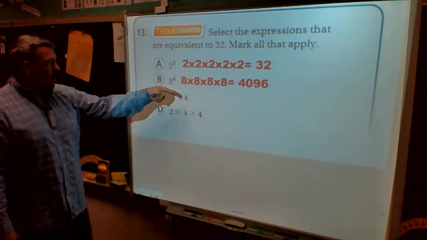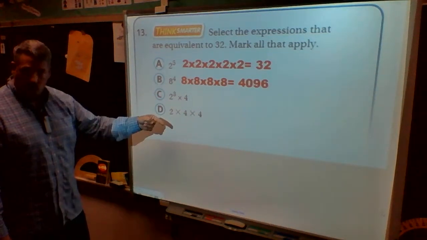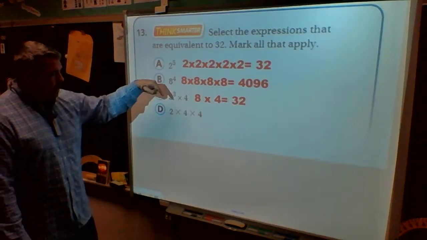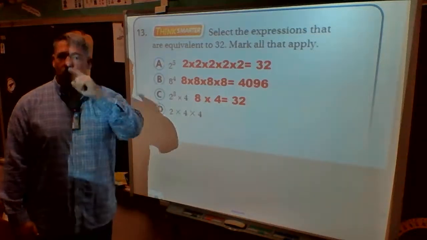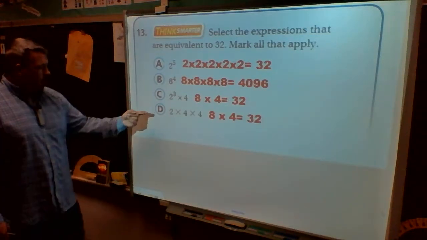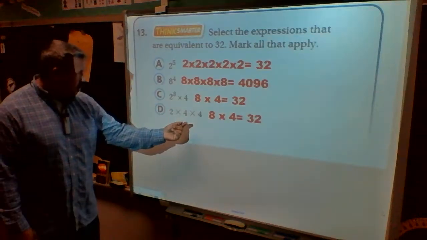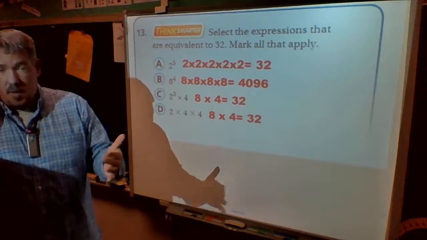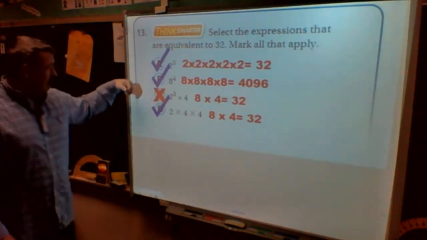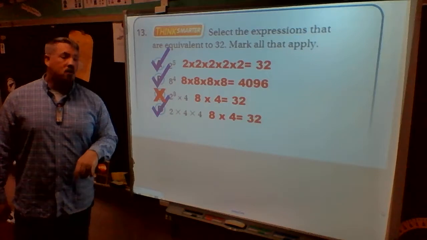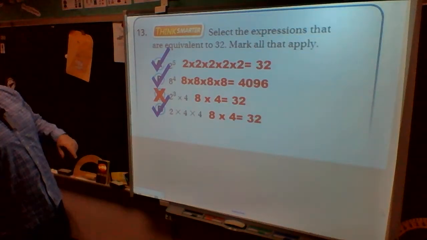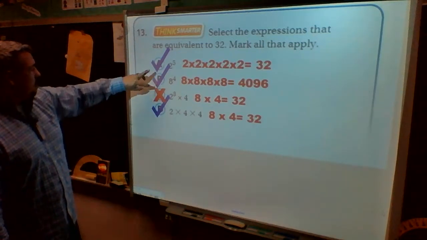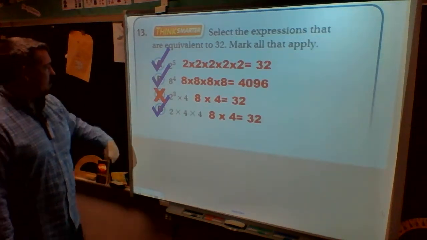2 to the 3rd power times 4. So 2 times 2 times 2 times 4. When I work that out, 2 times 2 is 4 times 2 is 8. 8 times 4 is indeed 32. And 2 times 4 is 8 times 4, which is 32 as well. So I have one of them that is not going to be marked, but I have 3, A, B, and D, which are all the answer of 32. Actually, I got those backwards, didn't I? I apologize. It should be A and C and D marked with check marks, and B should have an X on it because that's not right.